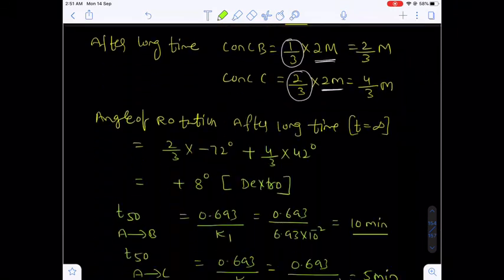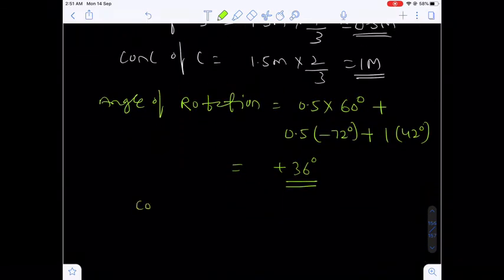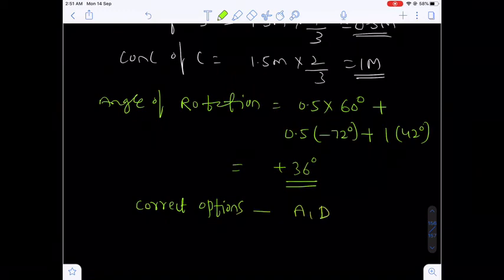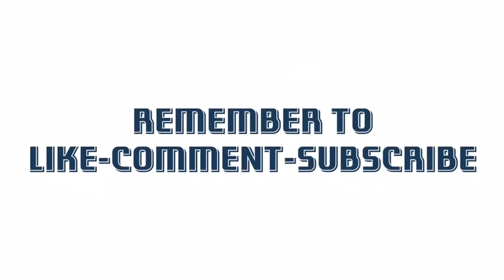So finally there are 2 correct options. What are the correct options? A and D. So the final answer, this being a multiple choice question, the correct options are A and D.